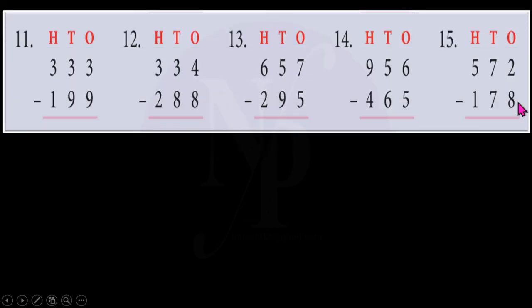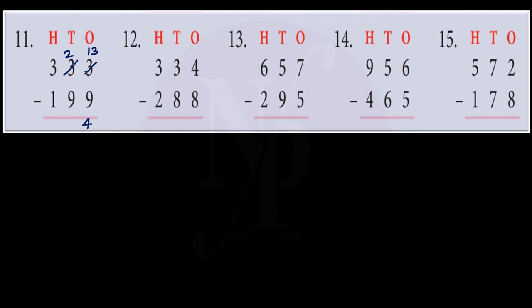Question number 11. Subtract 333 minus 199. So we need to regroup here. So we make the 3 tens here as 2 tens. And now this will be 13 ones. Subtracting 9 ones from 13 ones, you get 4.